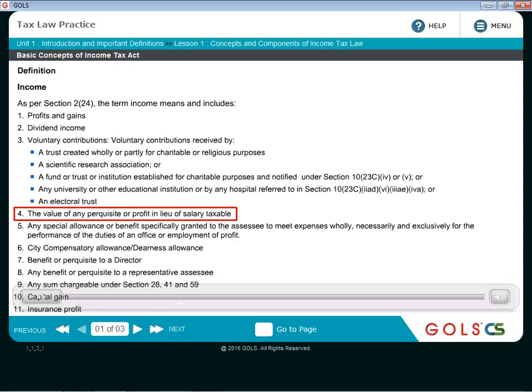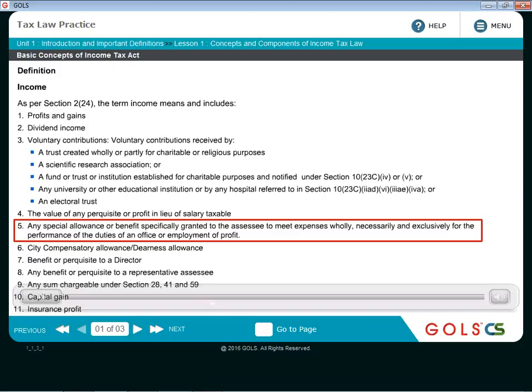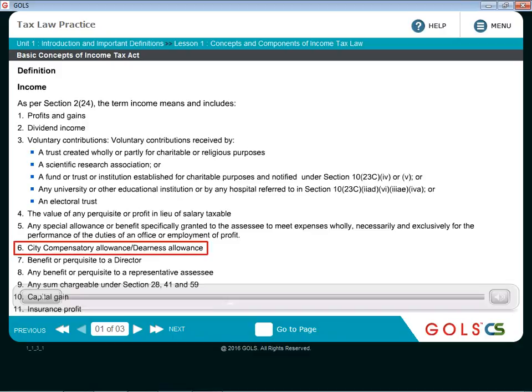Next is the value of any perquisite or profit in lieu of salary taxable. That means whenever a person receives certain extra benefits from the employer during the course of his job, whatever extra benefits are received will be treated as a perquisite, which is considered income of the person. Next is any special allowance or benefit specially granted to the assessee to meet expenses wholly, necessarily and exclusively for the performance of his duties of an office or employment of profit. Then city compensatory allowance or dearness allowance.